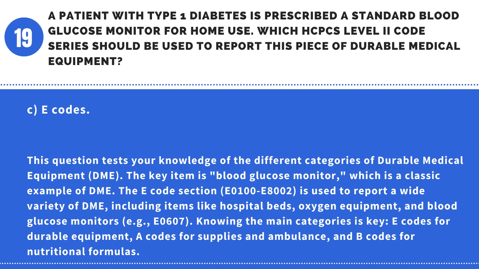This question tests your knowledge of the different categories of durable medical equipment, DME. The key item is blood glucose monitor, which is a classic example of DME. The E-code section, E0100 to E8002, is used to report a wide variety of DME, including items like hospital beds, oxygen equipment, and blood glucose monitors, e.g., E0607. Knowing the main categories is key: E codes for durable equipment, A codes for supplies and ambulance, and B codes for nutritional formulas.